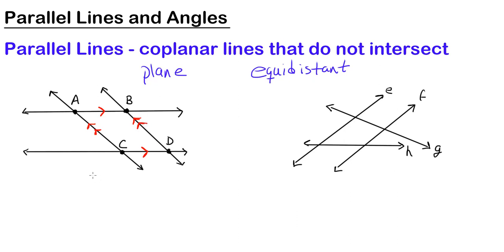So the symbol for parallel, when you're trying to write it as a statement, is two vertical lines next to each other. So for example, if I want to state that line AB is parallel to line CD, I could say line AB is parallel to line CD. And AC and BD are also parallel, so I could say line AC is parallel to line BD.